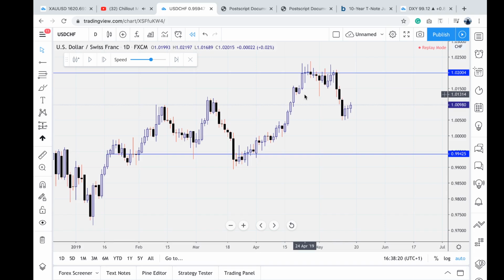Because remember, if the DXY is very bearish and CHF is also very bearish, that doesn't really give us much room to trade, because we're now trading two very weak pairs. What we're trying to do is pair up a very weak pair with a very strong pair seasonally to see where we can get the most massive displacement in price.